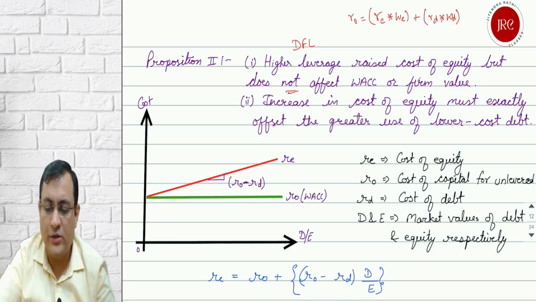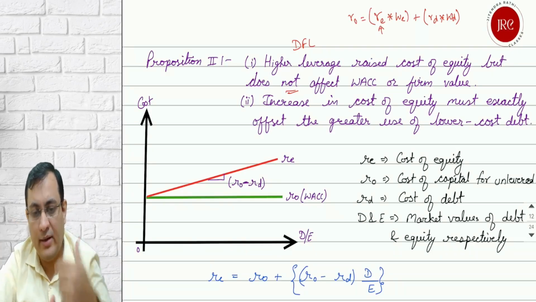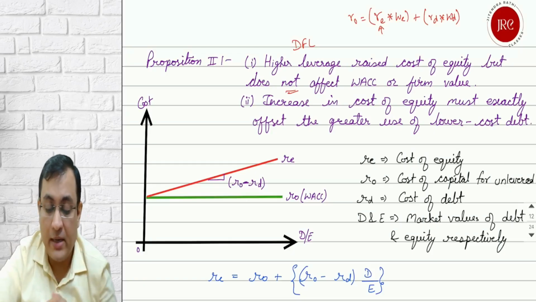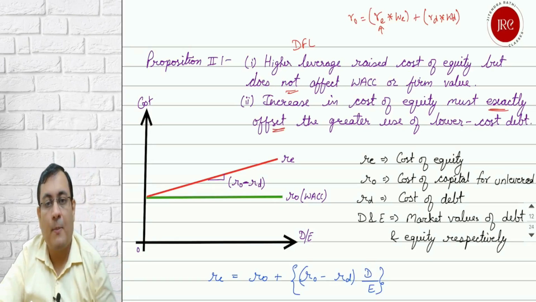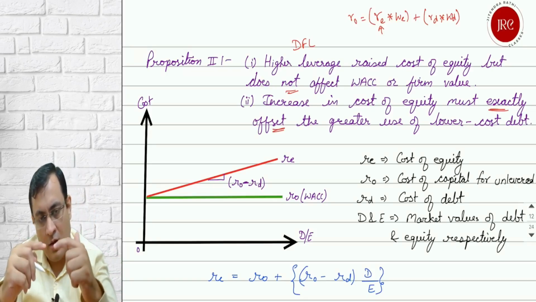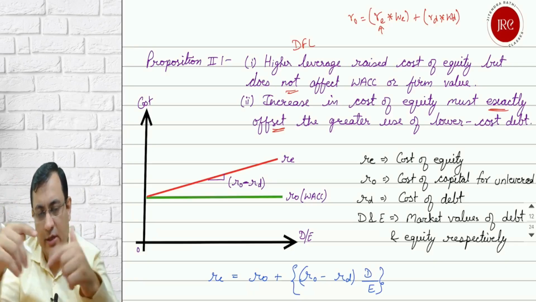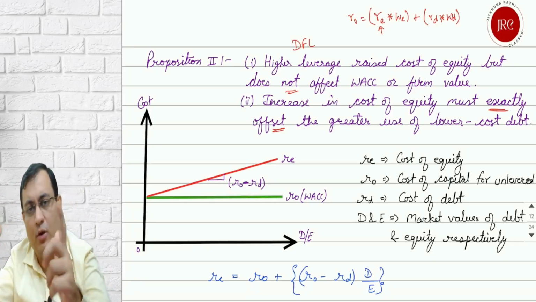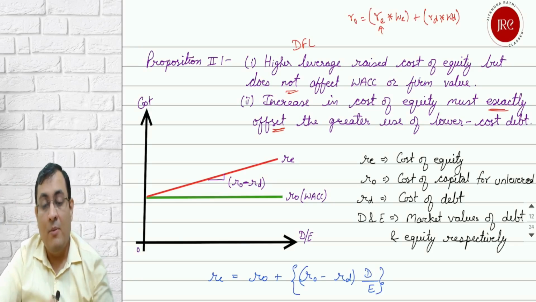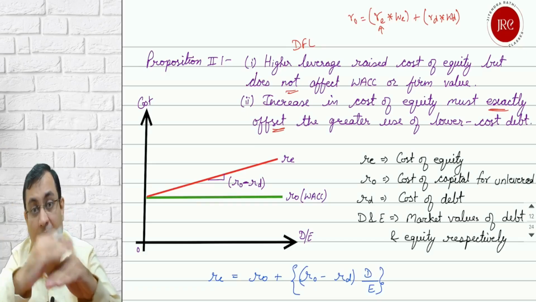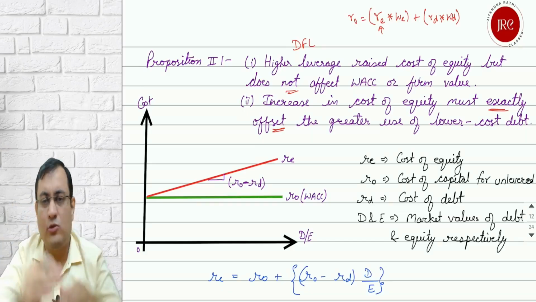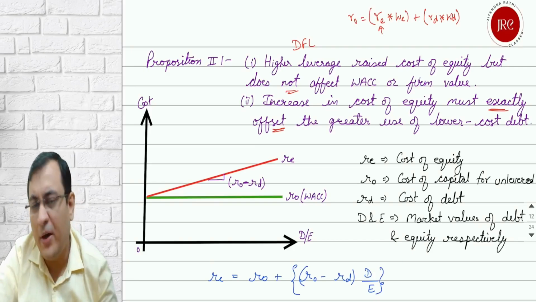Why is this not going to change when your RE is increasing? Of course, the sum of weights equals 1 when one component is increasing. So the answer is in the second part. It says the increase in cost of equity must exactly offset. Yes, your RE is going to increase because the equity holder is feeling more risk. He is asking for more reward. Expectation is increasing. But that increase in cost is exactly offset by greater use of the cheaper source of debt. Debt is going to be cheaper.